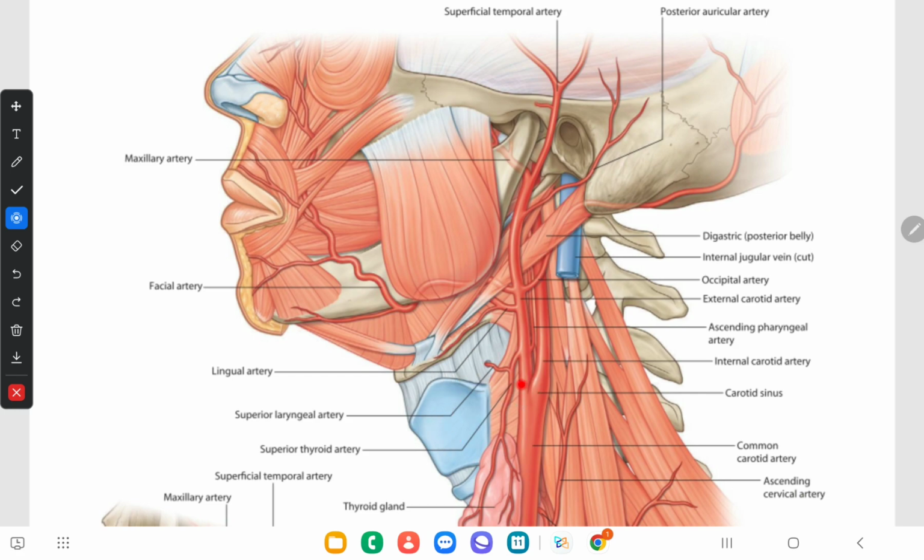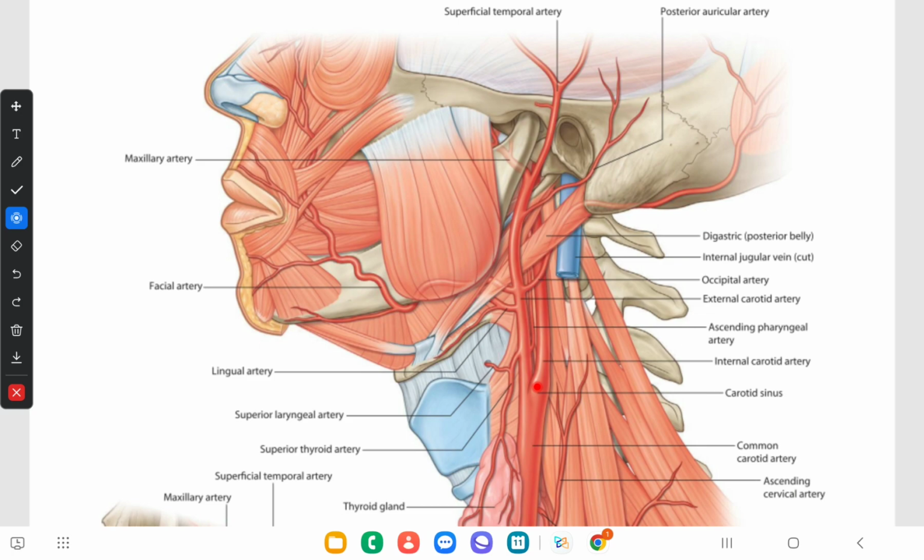So you can see it has divided into two branches as internal carotid artery and external carotid artery at the level of upper border of the thyroid cartilage. You can see a carotid sinus in the bifurcation of the common carotid artery as well. So here we will discuss only the anatomy of the external carotid artery.